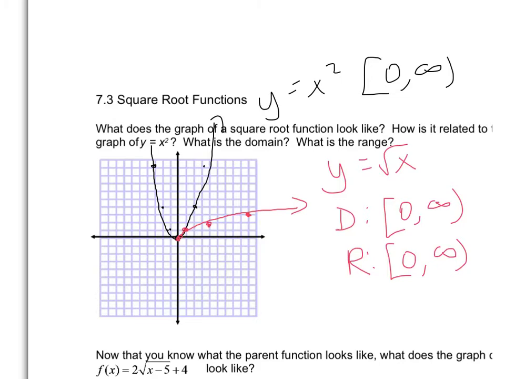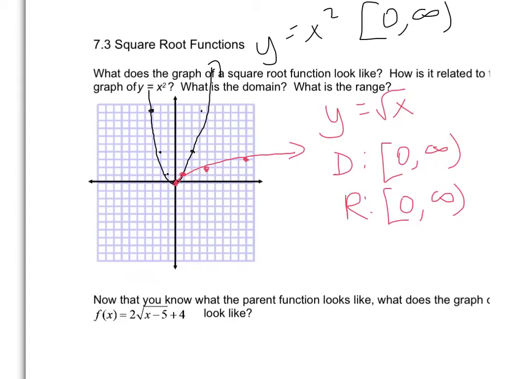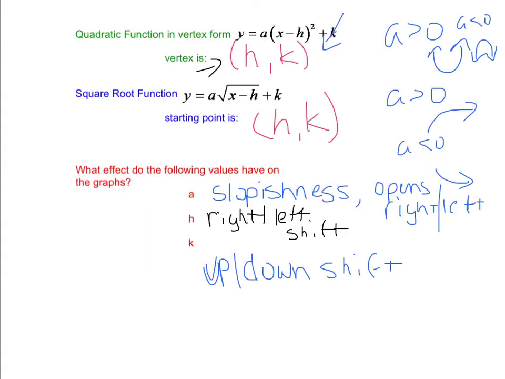Okay, so that's the parent function. What we want to do now is look at what's going to happen when we mess with the parent function. And you could do that with graphing a bunch of points, but I want you to be able to think about it as taking this graph and shifting it around in the same way that we did with some other functions. So, okay, let's go to the next slide.